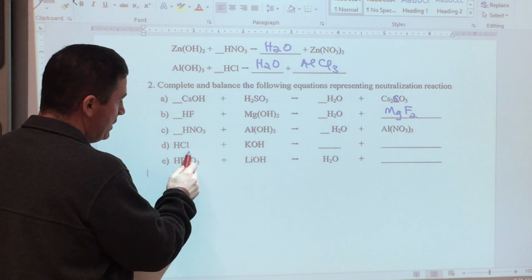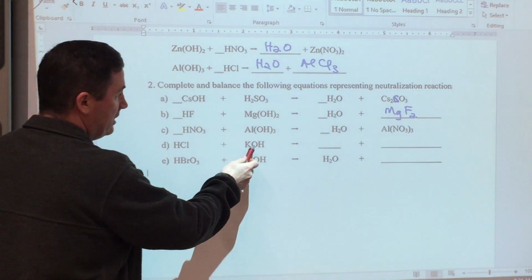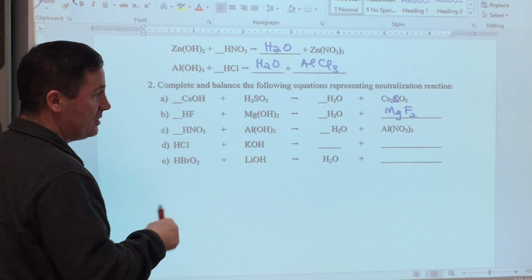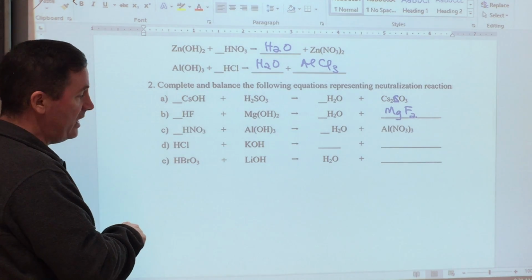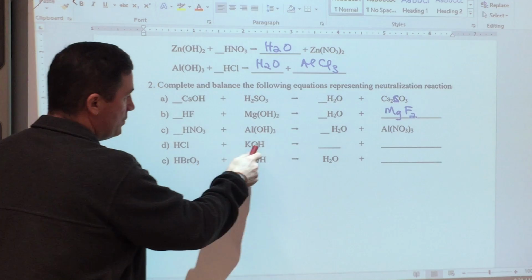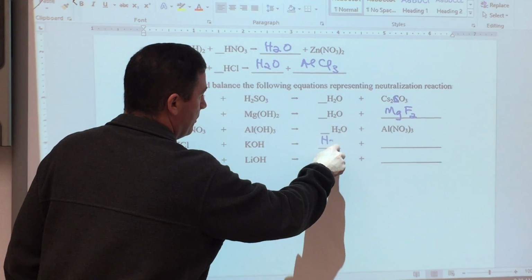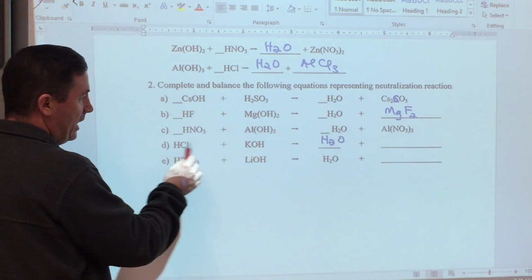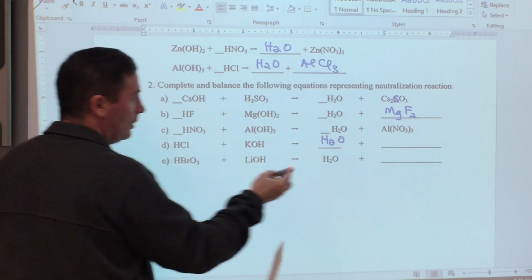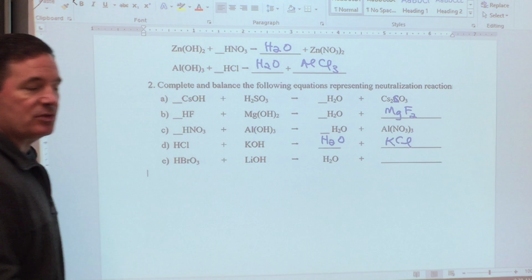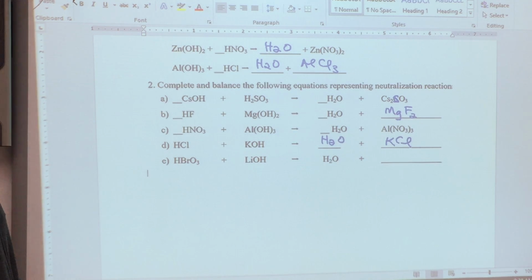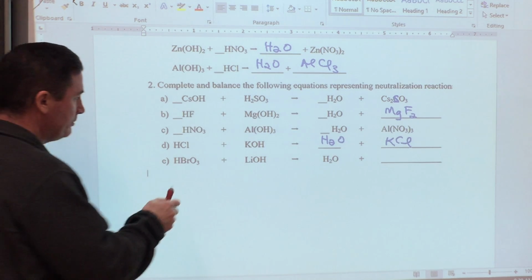Okay, HCl, strong acid. KOH, strong base. This is a complete neutralization as long as the concentrations are the same. So the H goes with the OH, making water, and the potassium will go with the chlorine, to make potassium chloride. Potassium's in group 1, that's positive 1, chlorine is negative 1.